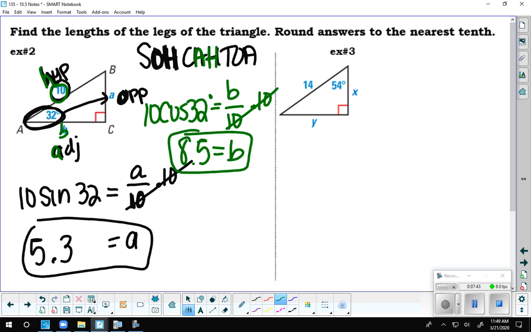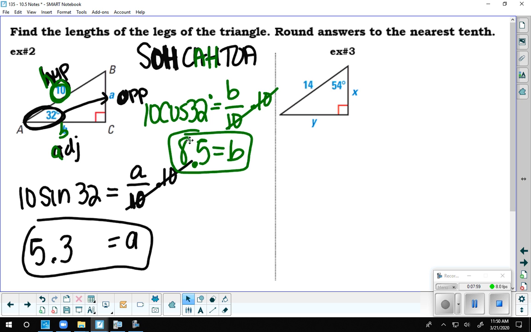Now, your hypotenuse always has to be the longest side. So we got 5.3 for A and 8.5 for B, and our hypotenuse is 10. So that's good. If you get something bigger than 10 for A or B, then you know you're wrong because the hypotenuse always has to be the longest side.